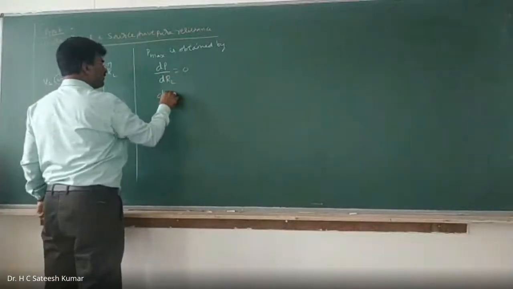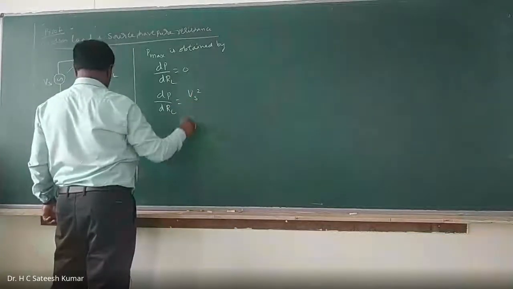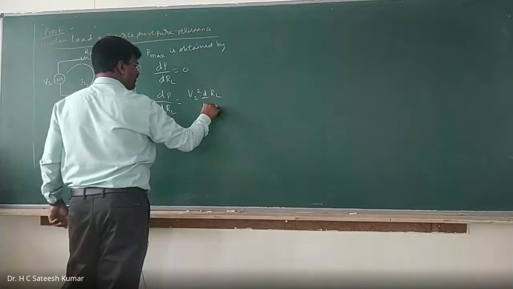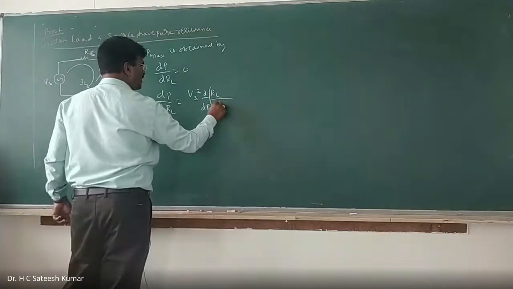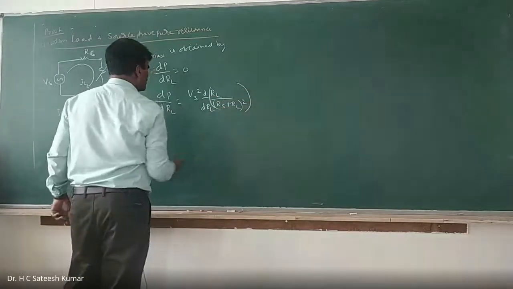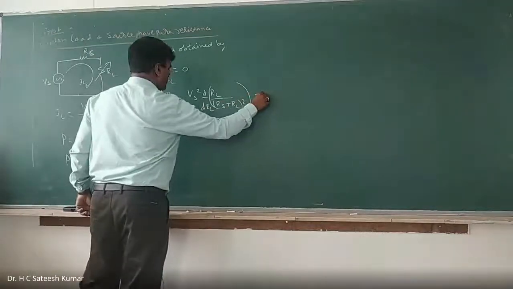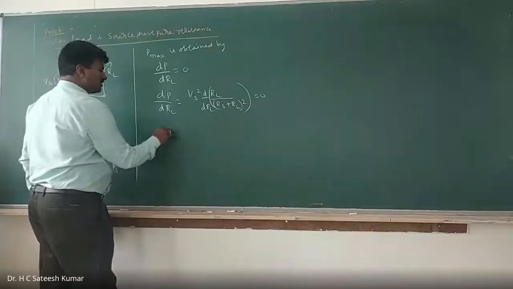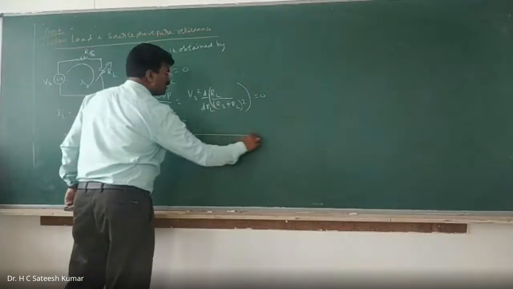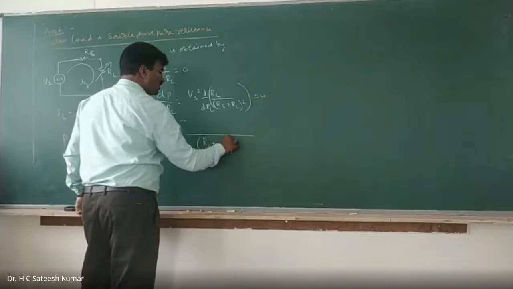Okay, dP by dRL should be equal to 0. So dP by dRL is equal to d by dRL of Vs square into RL divided by (Rs plus RL) whole square, and then equated to 0. Okay, right? So differentiate it, and this should be equal to 0. This is nothing but Vs square into denominator whole square. Denominator whole square is what? (Rs plus RL) whole to the power of 4.